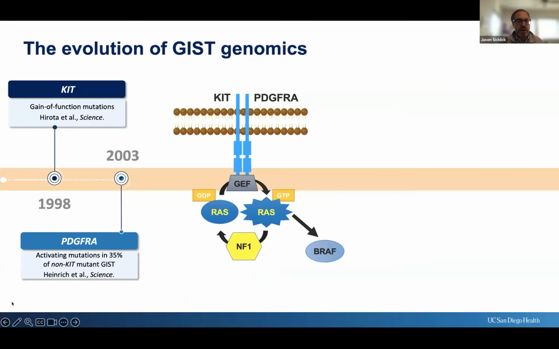So where did we go from KIT? The next discovery, in the early 2000s by Dr. Heinrich and his group, was that a subset of GIST were driven by PDGFR alpha, or platelet-derived growth factor receptor alpha, mutations. This wasn't very surprising, just given that there's a very strong similarity between KIT and PDGFRA, and they signal through the same pathway.